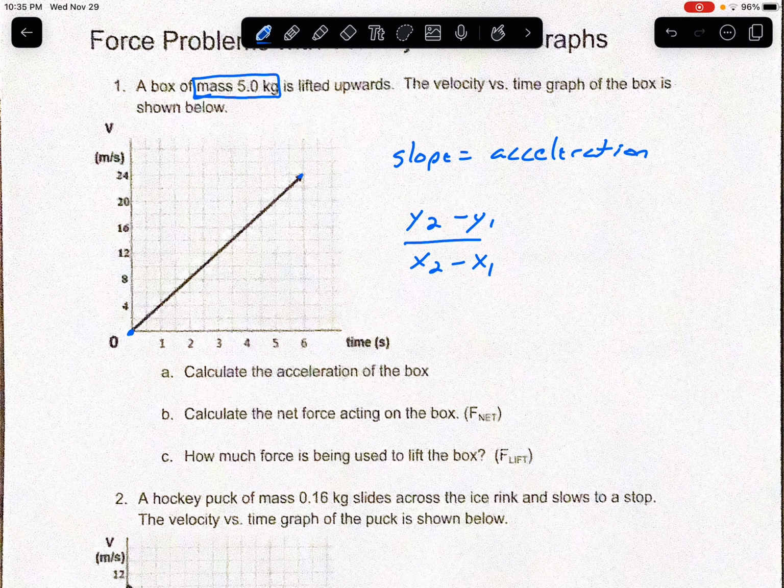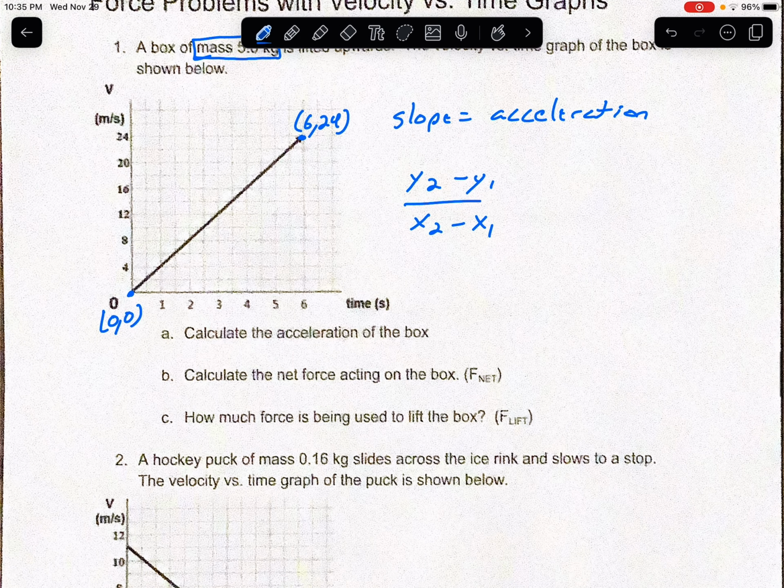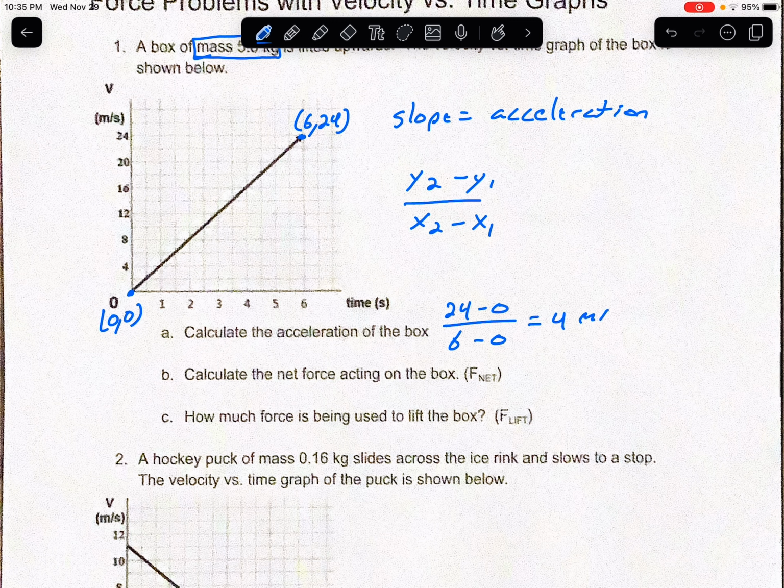I'm going to pick the endpoints. Doesn't matter which points you pick. I'm going to start off with 0, 0, and then I'm going to end on 6, 24. So I'm going to do y2 minus y1, so 24 minus 0, over x2 minus x1, 6 minus 0, so 24 divided by 6, and you get an acceleration of 4 meters per second squared. That's all you got to do for acceleration.